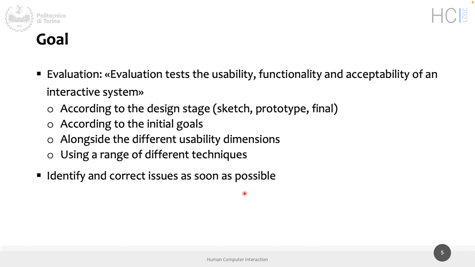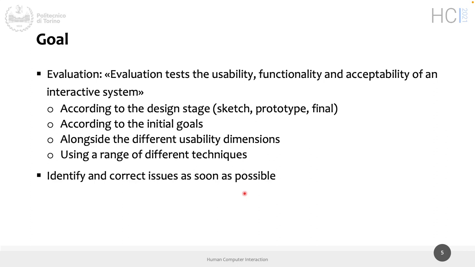But in short, a brief introduction to evaluation. What is evaluation? Well, the formal definition is written in the slides. It's to say that the evaluation tests the usability, functionality, and acceptability of an interactive system, where you can define or expand these three concepts in many ways. So usability could also be accessibility, could also be usefulness, could also be the capability of being used by other people. But as a general term, it's focused on usability, functionality, and acceptability as three big words.